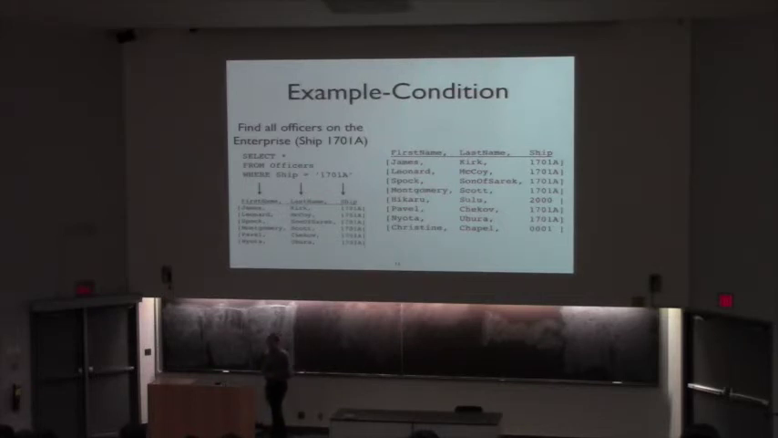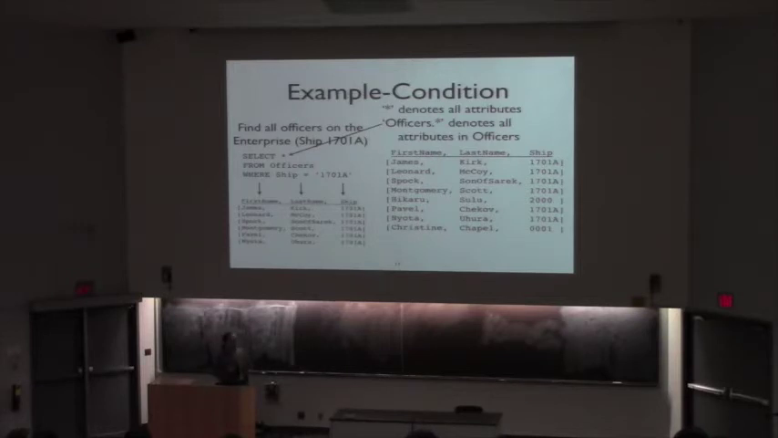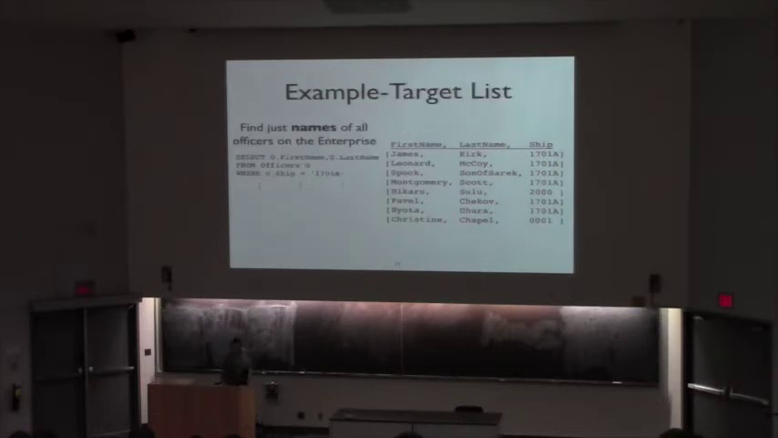I'm iterating over all of the tuples in officers, and I'm getting back all of the tuples that match the particular predicate, where star is meant to represent every single tuple in the inputs. I could also use officers.star to denote every single tuple just in the officers relation. Now, if I'm looking for just some subset of columns, I can specify them using the target list. So if I'm just looking for the first name and the last name, I can do that by specifying select first name, last name from officers.